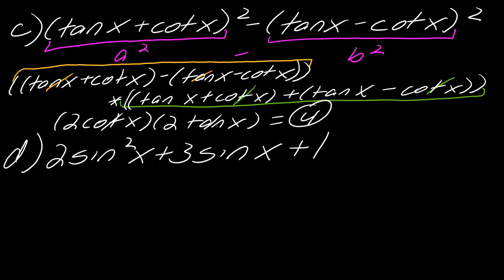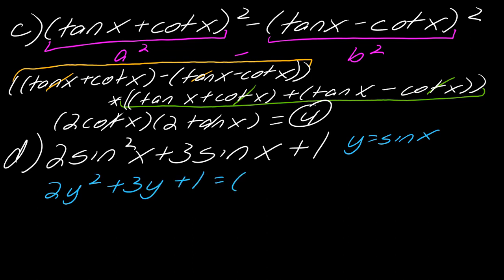And then what about this last one? 2 sine squared x plus 3 sine x plus 1. So again, this is something you should be able to factor. It's not a difference of squares, but you can try that hack that I've been talking about if you haven't tried this yet. Okay, so let's replace all of these sines with a y. If this is messing with your brain, you can rewrite this as 2y squared plus 3y plus 1.